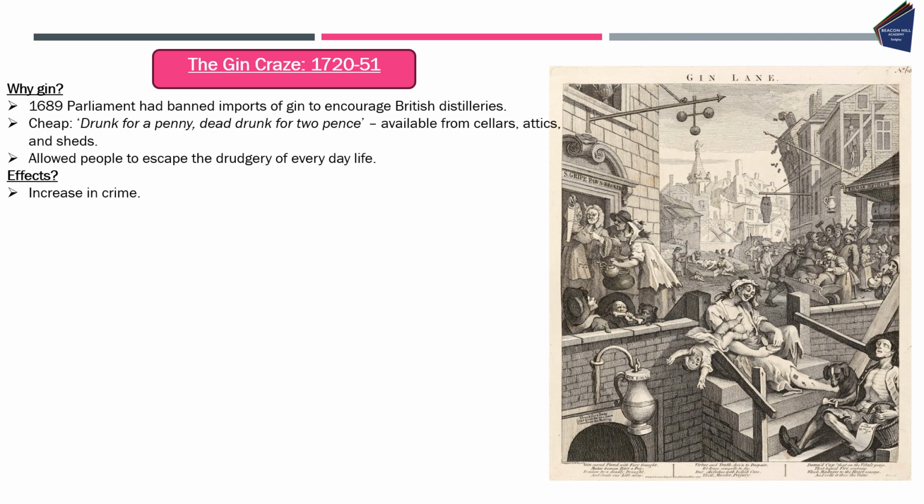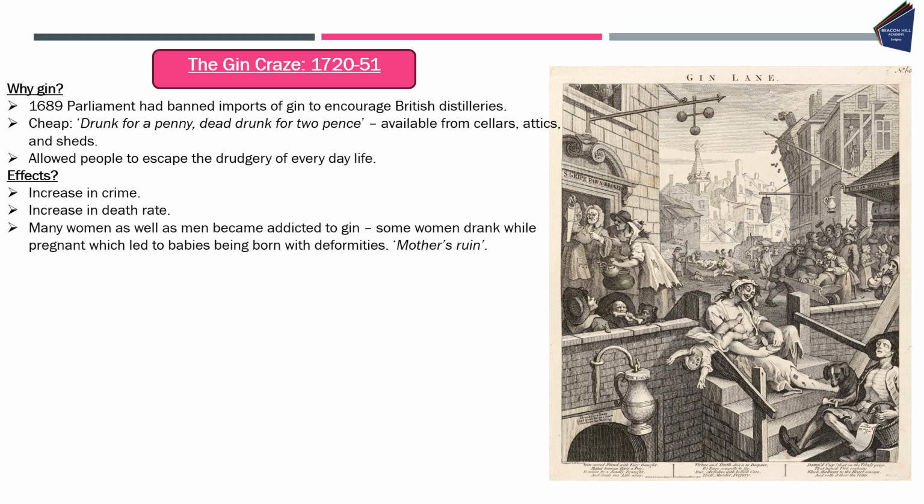So the effects that gin had: first of all, there was an increase in crime as a result of people being very drunk. It would have increased violence, for example. Street fights are more likely to occur if people are inebriated. We have an increase in the death rate because of the amount of gin that was being consumed by so many. We had many women as well as men who became addicted to gin. So some women drank while pregnant, which led to babies being born with deformities. So the nickname for gin at the time was Mother's Ruin.